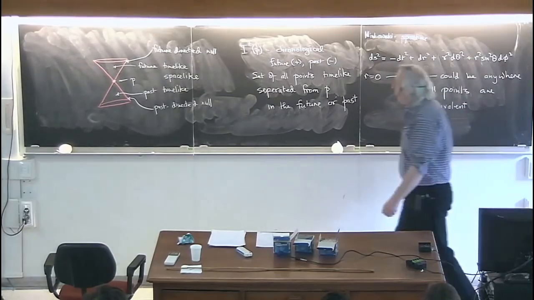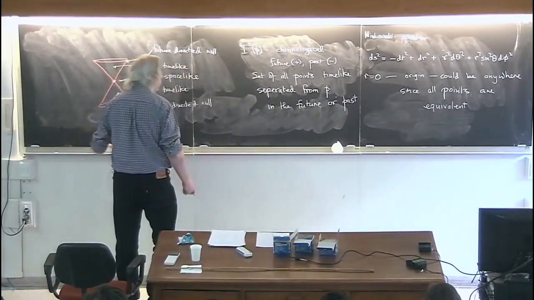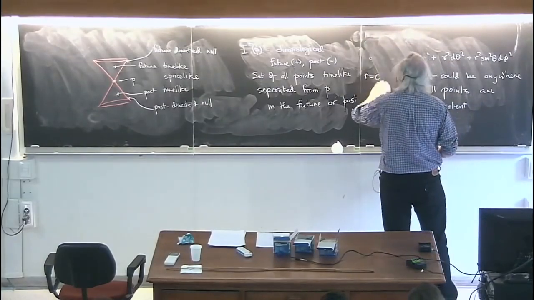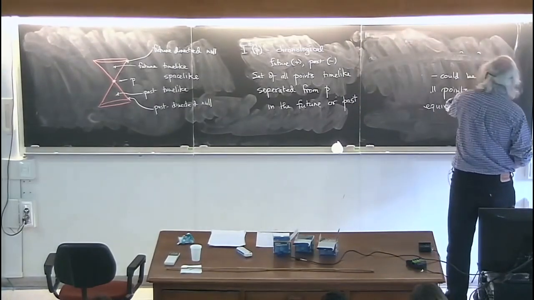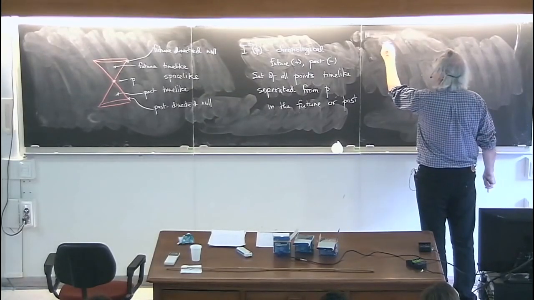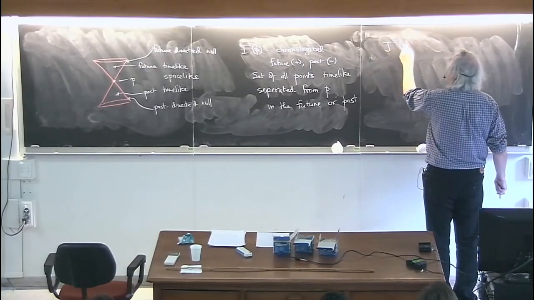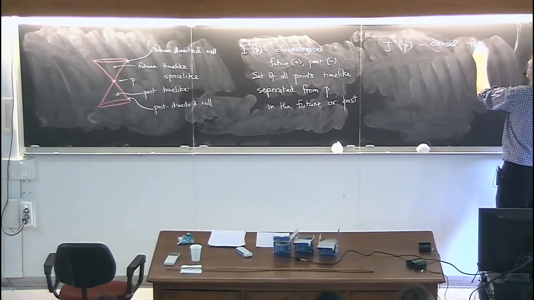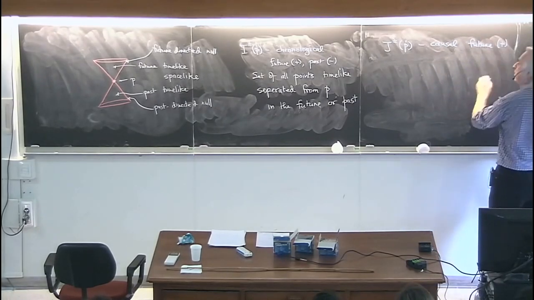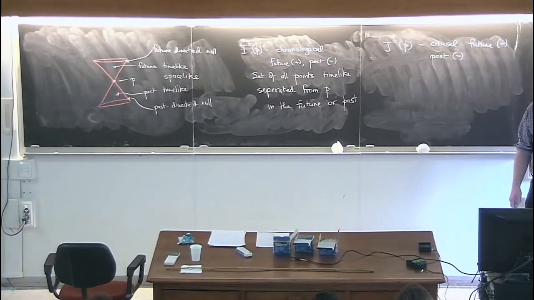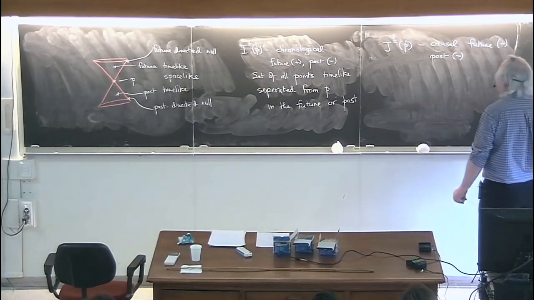Similarly, there's what's usually called the causal past and future of the point P, usually written J plus or minus P. And this is defined in exactly the same way, except that it now means time-like or null separated from the point P.